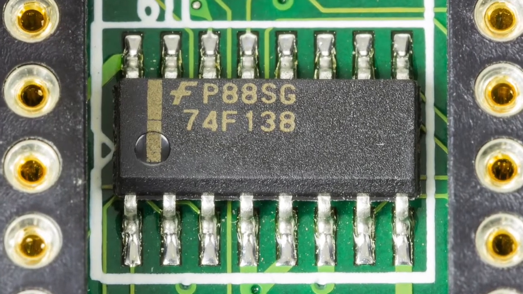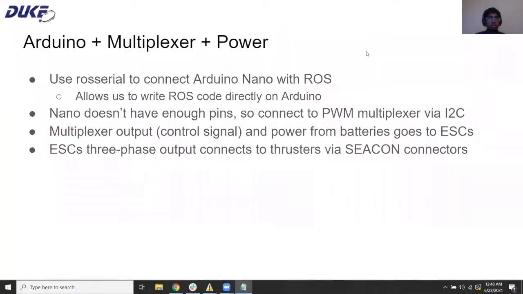Next up, the Arduino system design. In order to connect the physical thrusters with our higher level controls code, and to actually power the thrusters, we use an Arduino connected to a multiplexer connected to our multiple ESCs. We use the ROS serial package, which allows us to write C-like ROS code on the Arduino itself to input data from our control system, which uses ROS for communication.